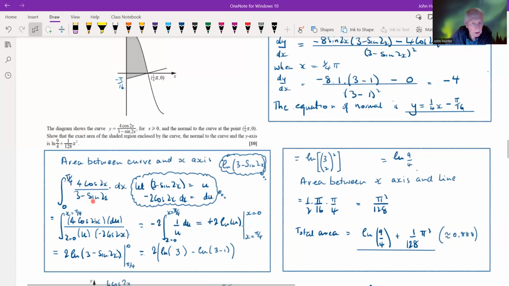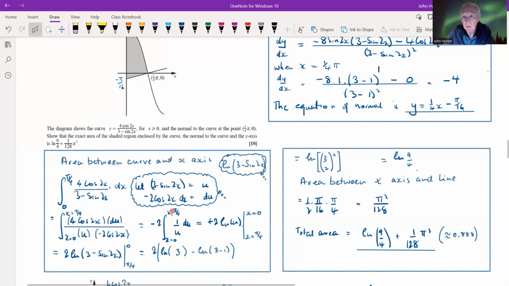So just doing that substitution there, we're going to keep our 4 cos 2x in there, but our 3 sine 2x becomes u. And then just rearranging this lot here, our dx becomes du divided by minus 2 cos 2x. And now you can see we've got this cancellation going on there. So it is indeed reverse chain rule. So those cancel. We've got 4 over the minus 2 there, which we're going to take outside the brackets. And so what we've got is the integral of 1 over u du between these two x limits.